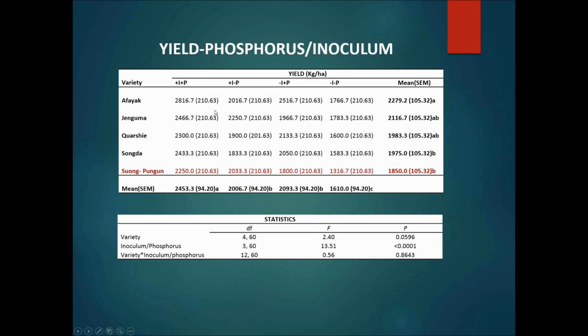Now when it comes to the treatments, phosphorus or inoculum plus inoculum plus phosphorus showed higher yield, as you can see at the bottom there. There wasn't any significant difference between inoculum and phosphorus alone. And my control had 1610, which was the lowest.